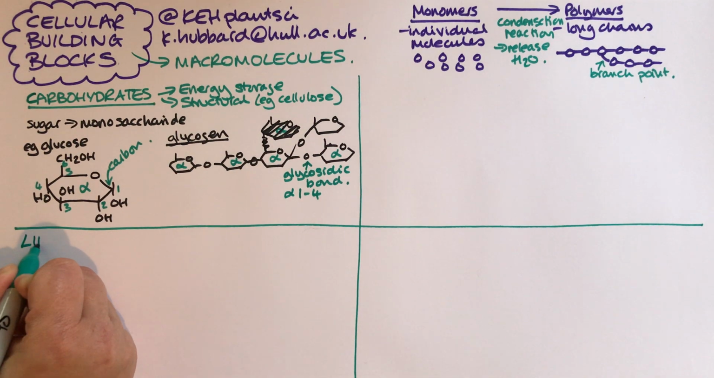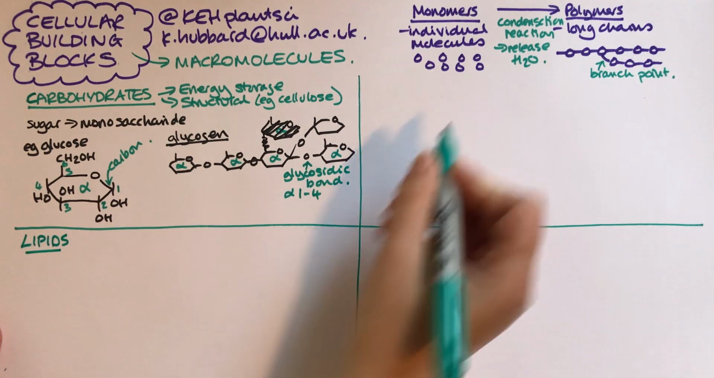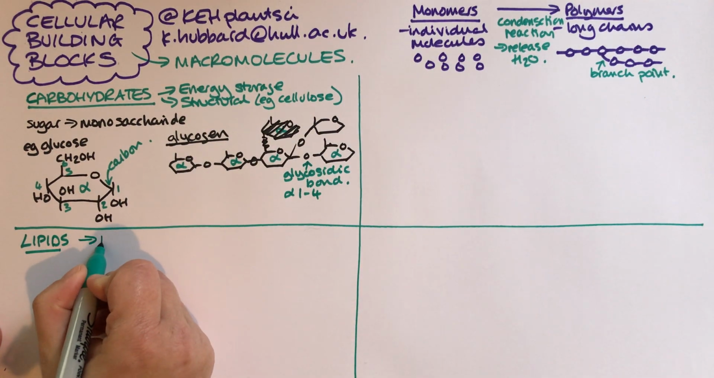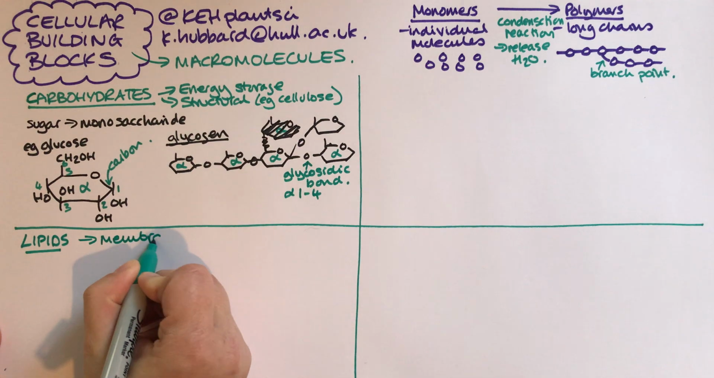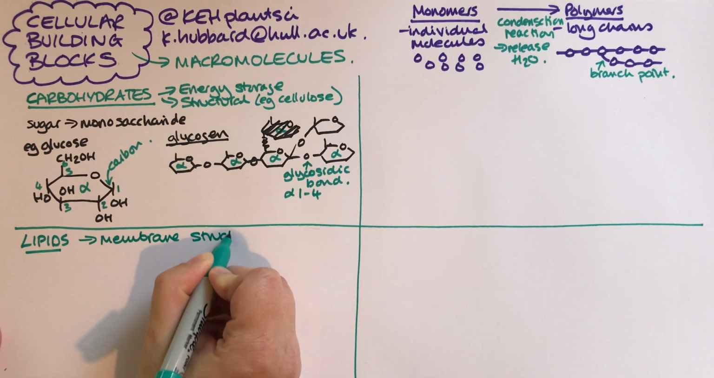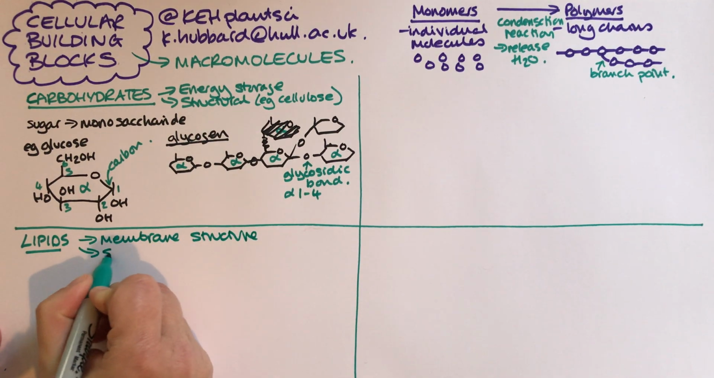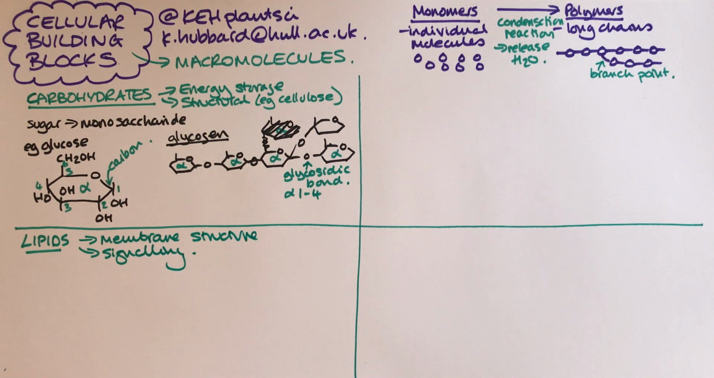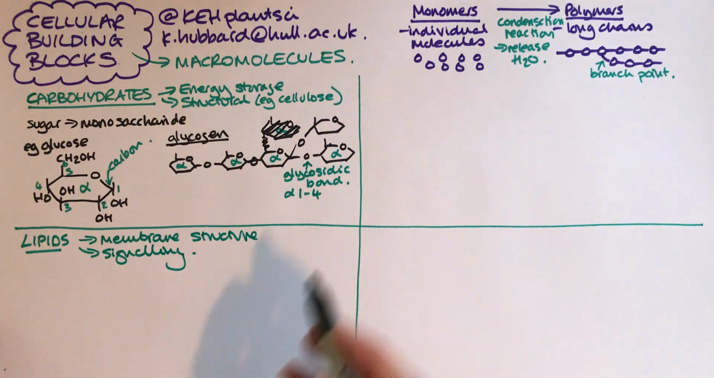Now I'm going to do lipids. Now lipids are a little bit different. They don't follow this monomer-polymer structure. So lipids are mostly to do with membranes. They also have some roles in signalling. Okay. So lipids work a little bit differently. They don't work in this monomer-polymer bit.